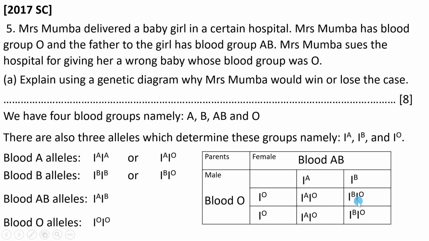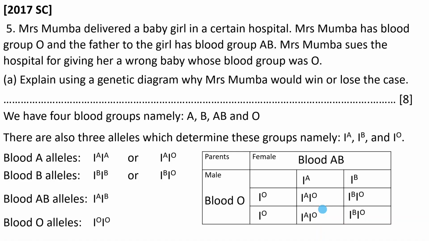So this child will be heterozygous blood group A. This one will be heterozygous blood group B. This one will be heterozygous blood group A. This one will be heterozygous blood group B. Okay. So if you are having AB and then homozygous O, it is not possible that you can have a child who is blood group O.